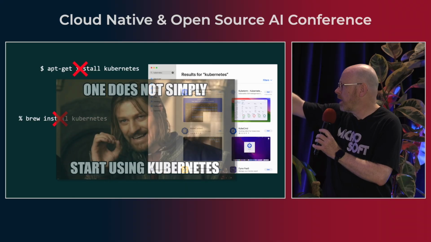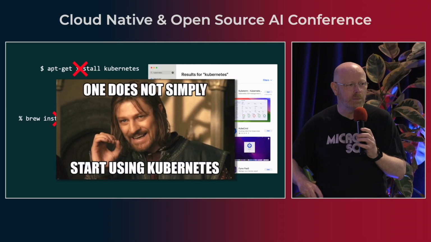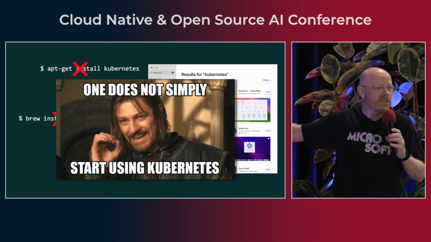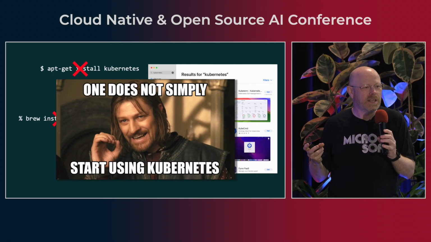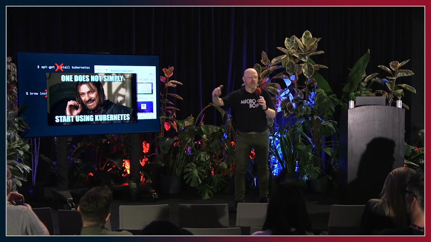Because if I said to random person on the street, hey, there's this cool thing, Kubernetes, go install it. They're going to, if they're on Linux, if they try and do an apt-get, or they try and do a brew install, or they go to their app store, they're not going to find a Kubernetes app. So it's pretty clear it's not just like something you just go install like you would install a new web browser.